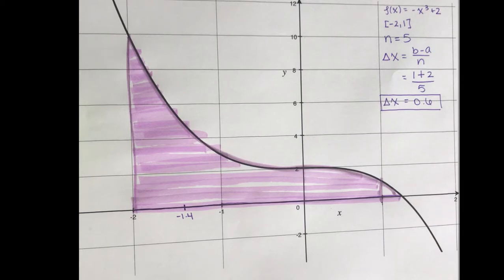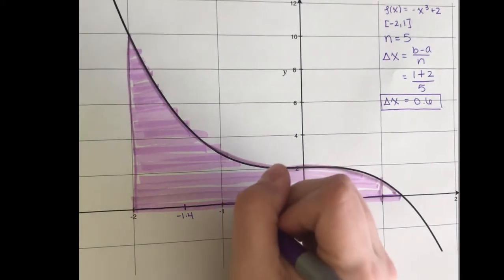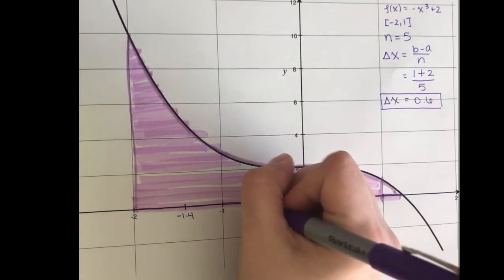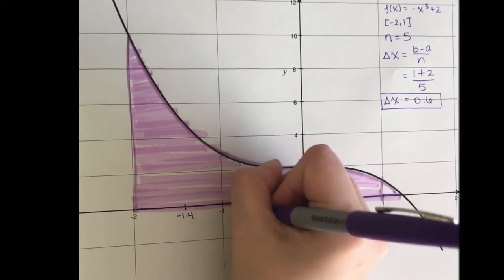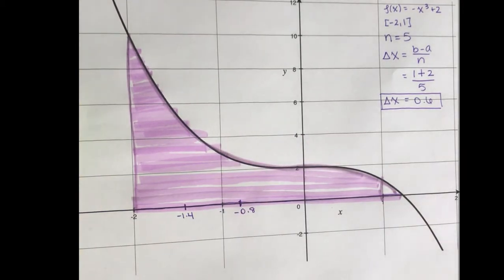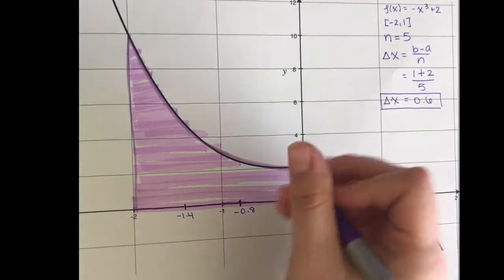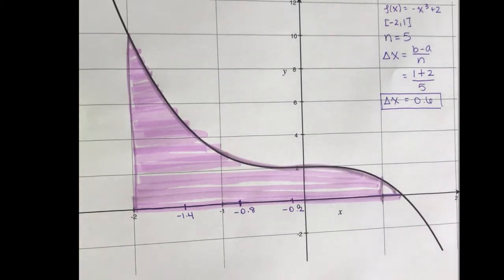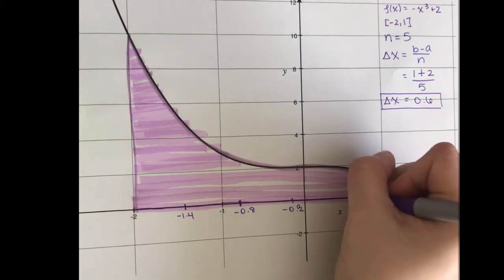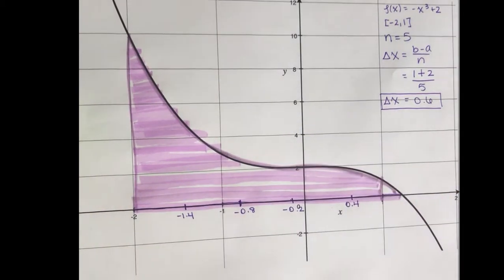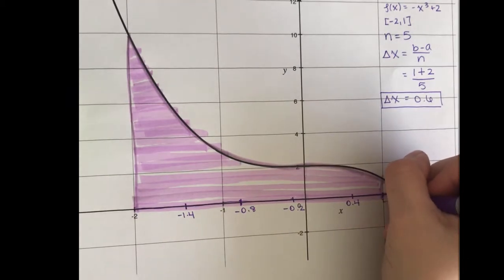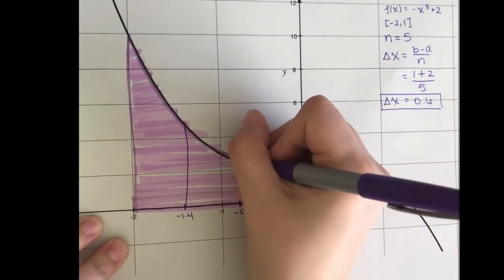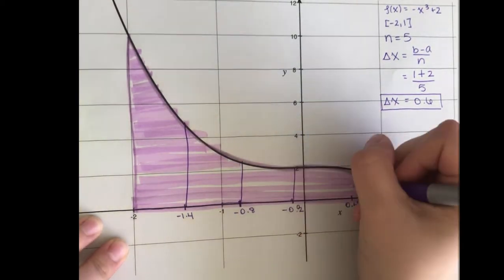From -1.4, again, we're moving another 0.6 to the right, so that's going to bring me to -0.8. Moving another 0.6 to the right, I'll be at -0.2. Then I'll be at 0.4. And then lastly, I'm going to finish up at 1. So I'm going to draw up to the function height so that I could see my 5 rectangles.